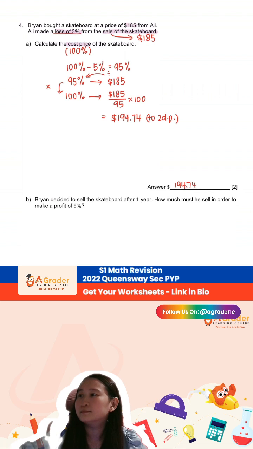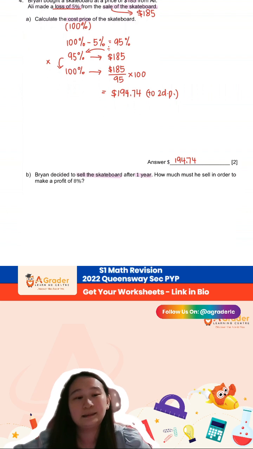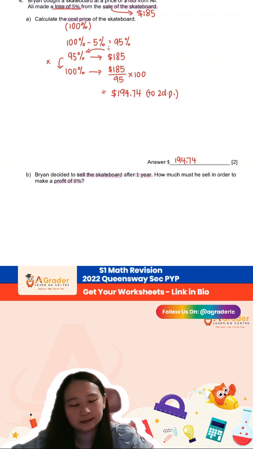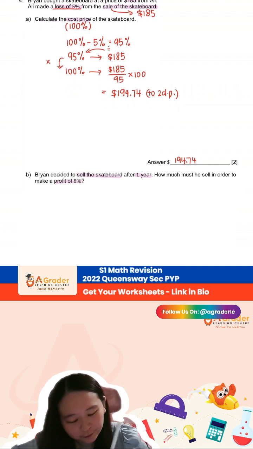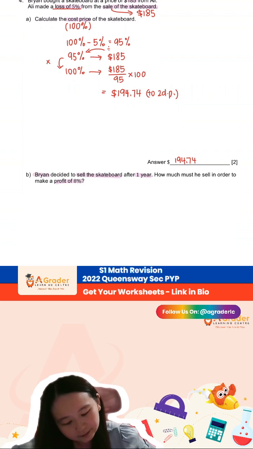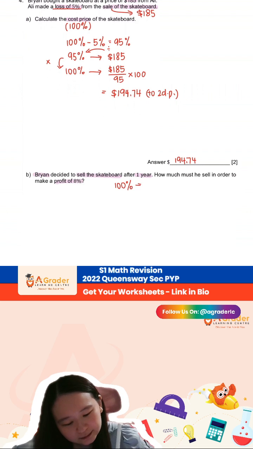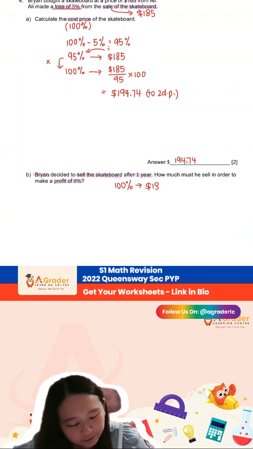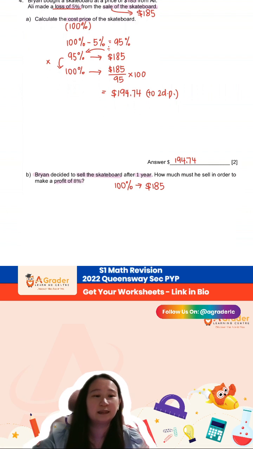Okay. Barry decided to sell the skateboard after 1 year. How much must he sell in order to make a profit of 8%? So he buys at 100%. So in this scenario, in terms of Brian, his cost price is $185. Because he bought at $185, this is the 100%.